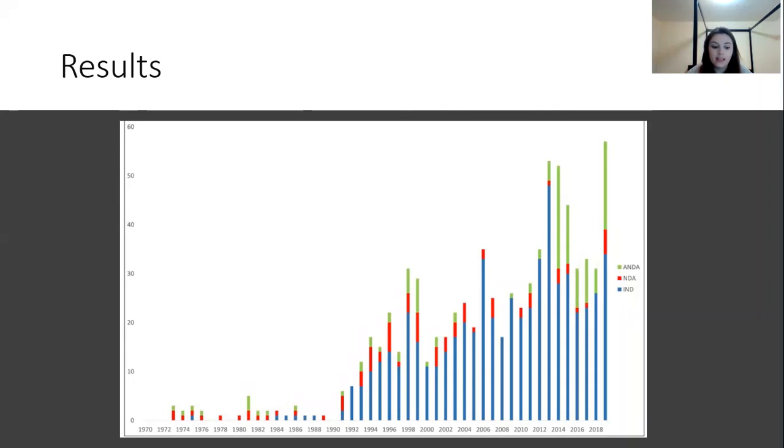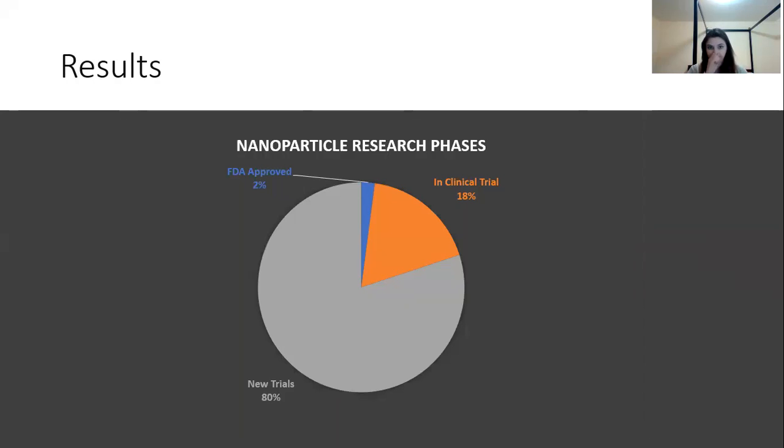The red is new drug applications, so essentially drugs that are already in existence, but used for a new purpose. And then the green is abbreviated new drug applications. These are generic drugs that are also being used for a new application, so maybe drugs that are now being used in nanoparticles. Essentially this graph is showing that the study of nanomedicine is very, very new and projected to grow more in the coming years.